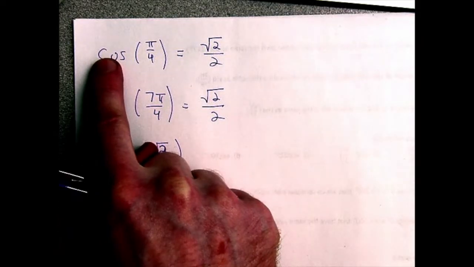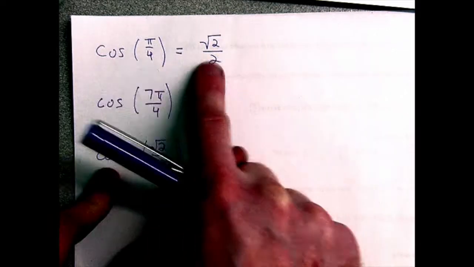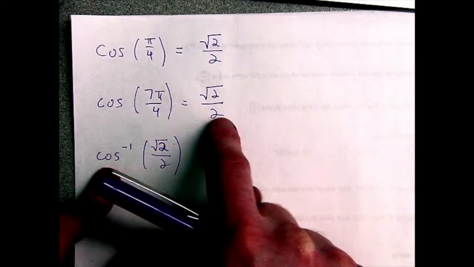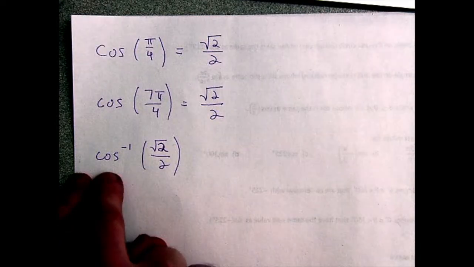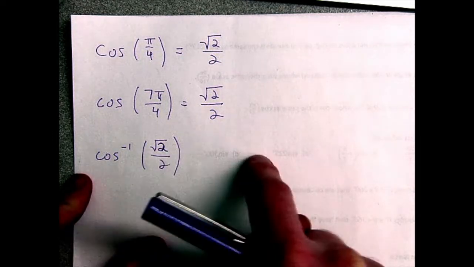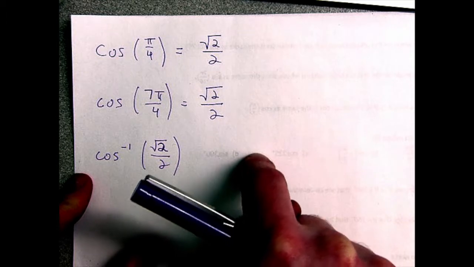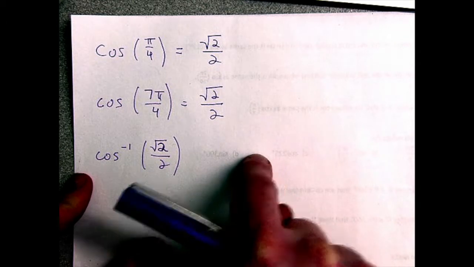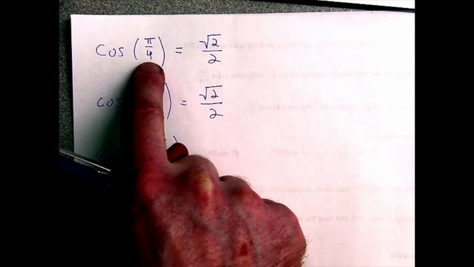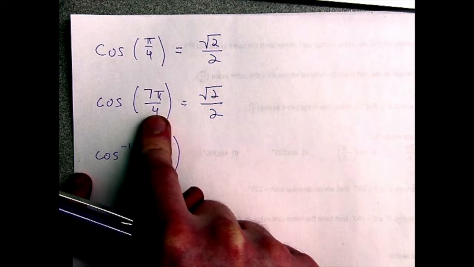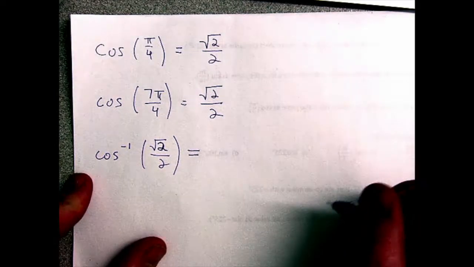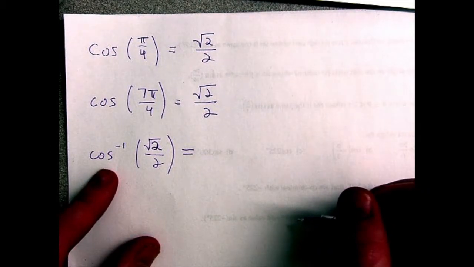The cosine function, the original one, sends pi over 4 to root 2 over 2. And it also sends 7 pi over 4 to root 2 over 2. The inverse cosine function must send root 2 over 2 back to whence it came. The problem is, where did root 2 over 2 come from? Did it come from pi over 4, or did it come from 7 pi over 4? So really, it seems like there are two choices here.